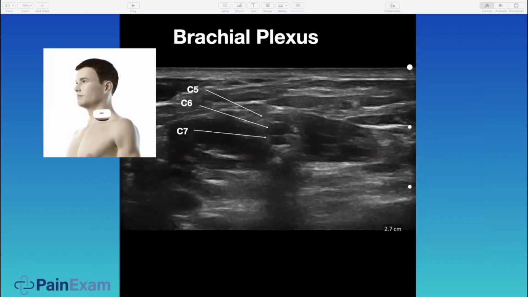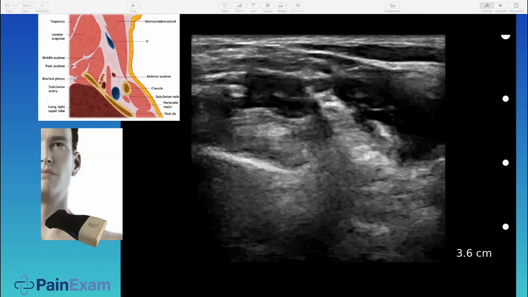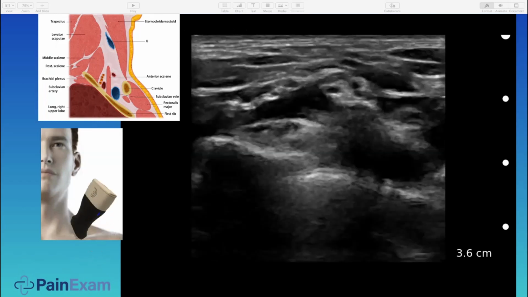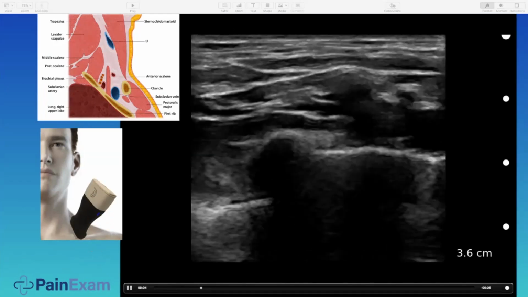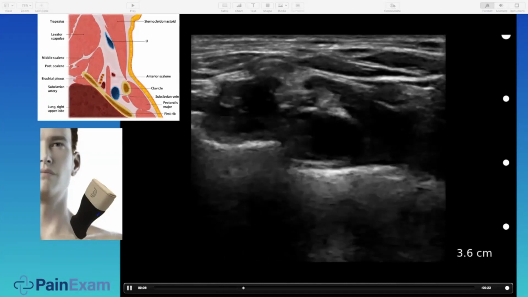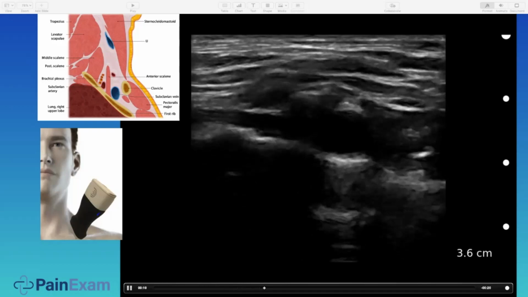So looking here, we can surmise this is the C5, 6, 7 nerve root. You have the scalene muscles on either side. Now here you have an ultrasound probe that's being positioned on the neck, looking for the interscalene nerves. And you're changing the position to get the supraclavicular nerves, which is right above the clavicle, and here's the subclavian artery. Here is the brachial plexus right here.